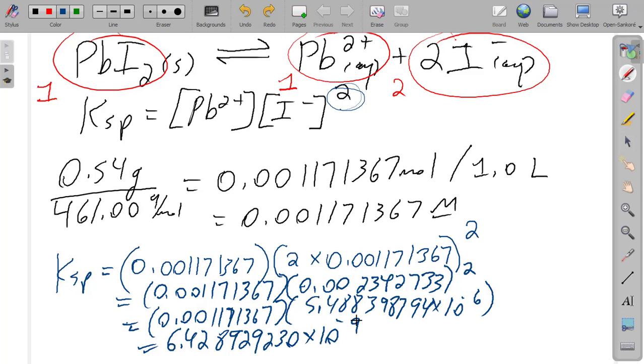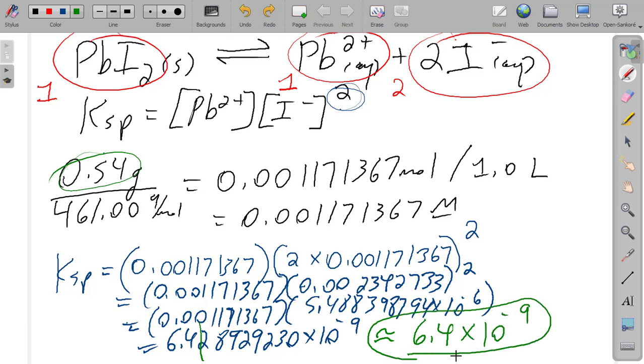So now, of course, as always, we have to do the rounding at the end. And we started with 2 significant digits there, so we better end with 2. There was no log to worry about or anything, and it was all multiplication and division. So 2 significant digits gives us 2 significant digits in our answer. So our final answer for this is 6.4 times 10 to the minus 9th. And that is the solubility product constant for lead 2 iodide in water.